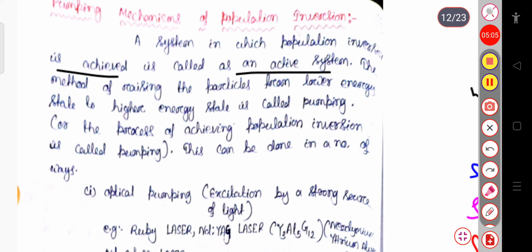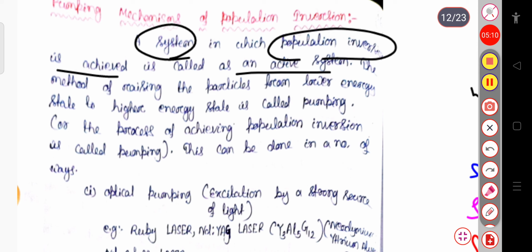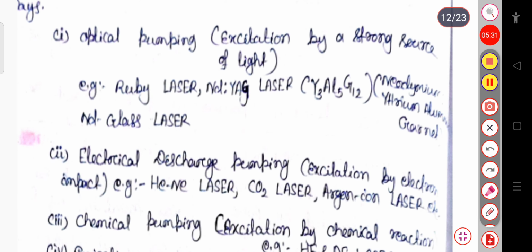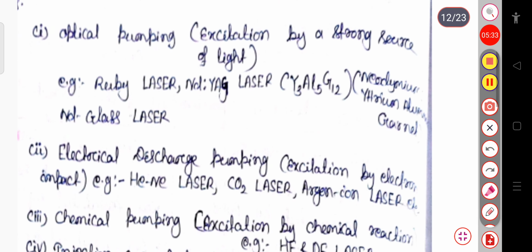Okay, so a system in which population inversion is achieved is called the active system. And the method of raising the particles from the lower energy state to the higher energy state is called pumping. Or the process of achieving population inversion is called pumping. This can be done in a number of ways. So here we will see what the methods of achieving population inversion are.